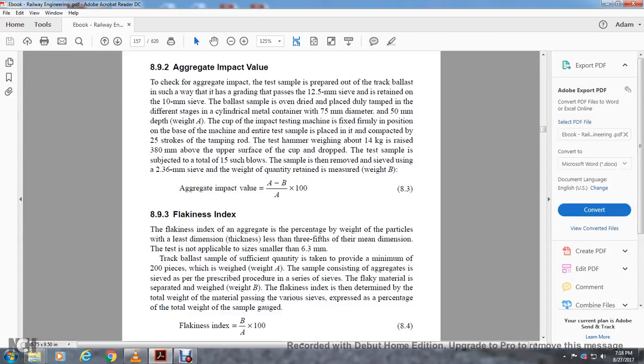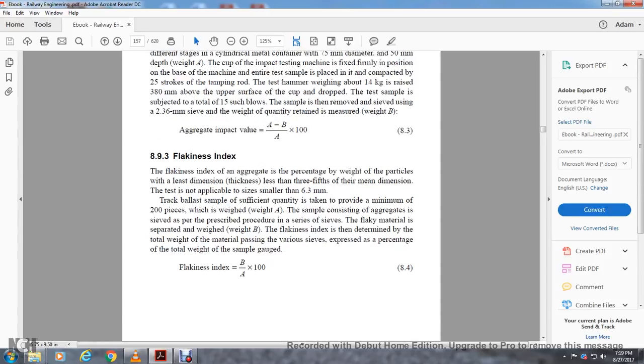The sample is sorted according to the prescribed procedure, using the series of thickness gauges. The flaky material is separated and weighed as weight B. The flakiness index is determined from the weight of the material passing the various gauges, expressed as a percentage of the total weight of the sample gauged. Flakiness index equals the separated weight divided by the original weight, times 100.